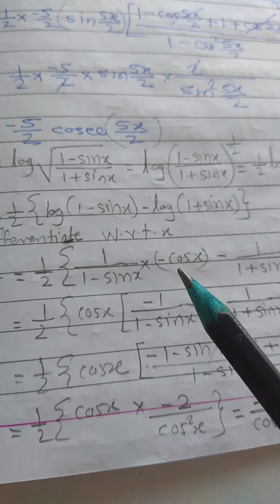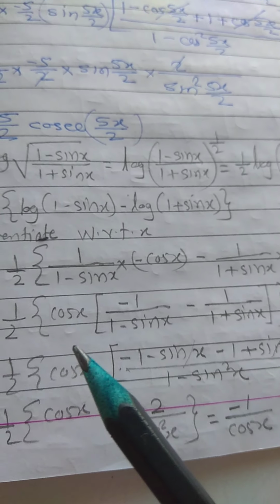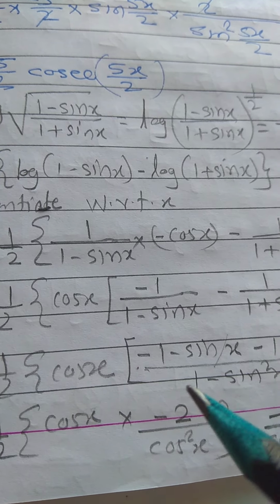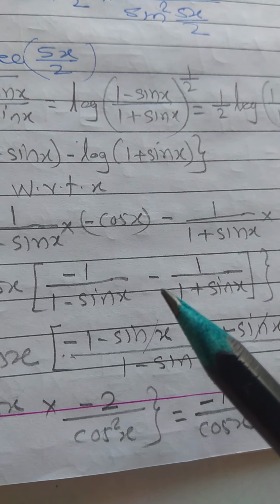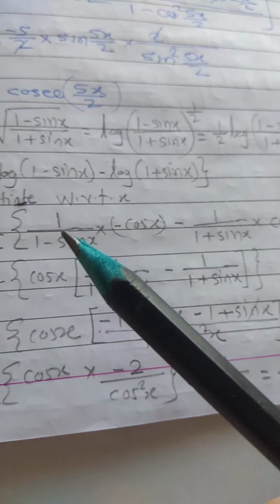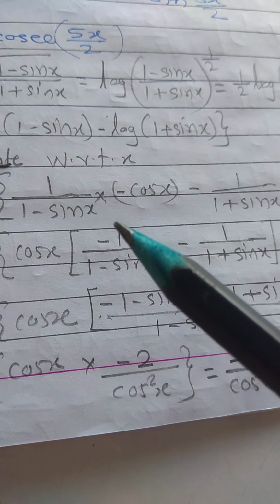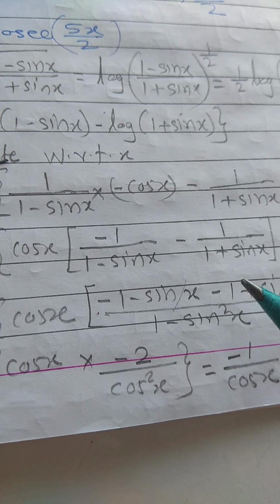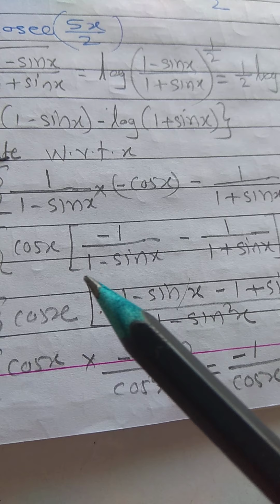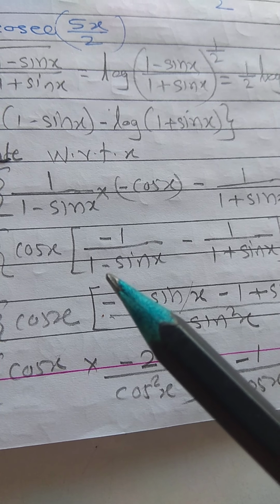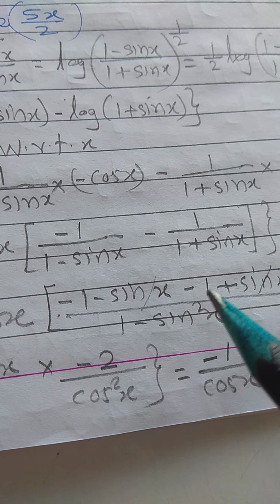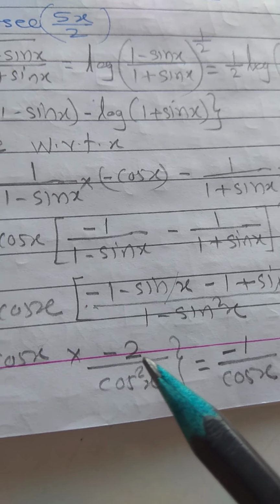We can take out common cos of x. What remains here is minus 1 upon 1 minus sin x, and here minus 1 upon 1 plus sin x. This cos x will go out of the bracket. Now we will cross multiply. Cross multiplication will give you minus 1 minus sin, minus this minus 1, minus into minus will become plus sin. Sin x will get cancelled. Minus 1 will become minus 2.